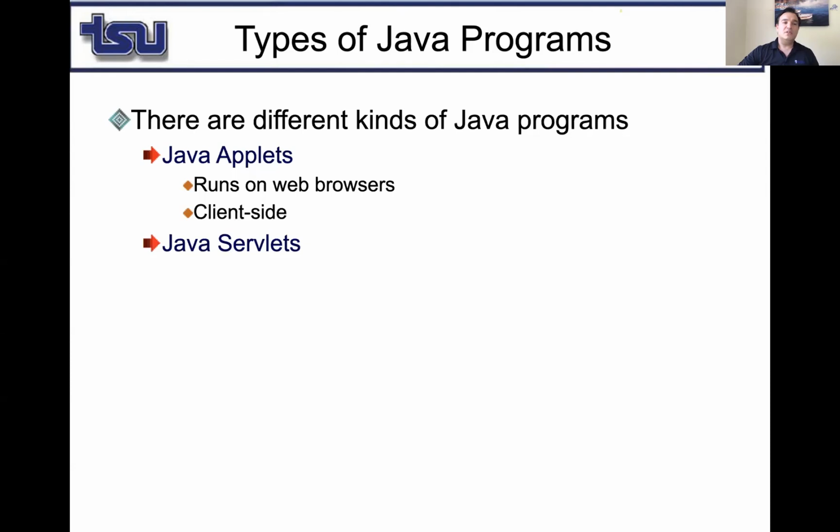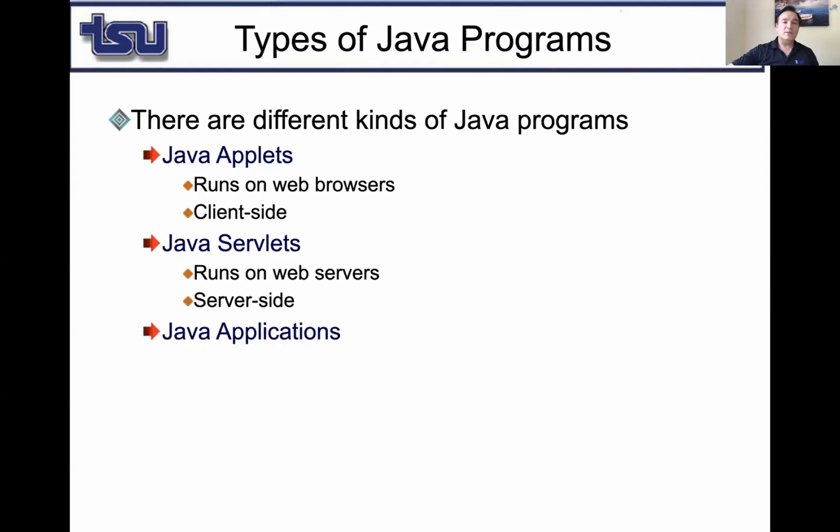The other kind of programs are Java servlets. They run on web servers. If you don't know what a web server is, I strongly suggest that you study a little bit. Web servers are computers that are in remote locations, and they do a lot of processing for you. For example, when you go to eLearn to learn this class or to download this video lecture, your request is sent to the server. The server processes the request and sends you back what you want. So all the processing is done on a server, as opposed to Java applets, where the processing is done on your local computer. Therefore, Java servlets are server-side programs.